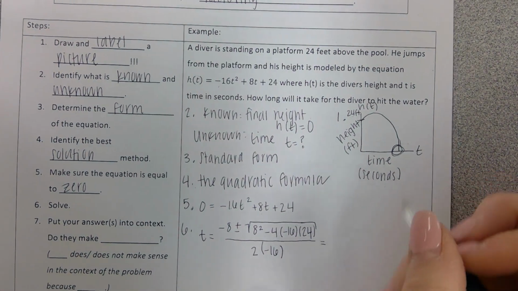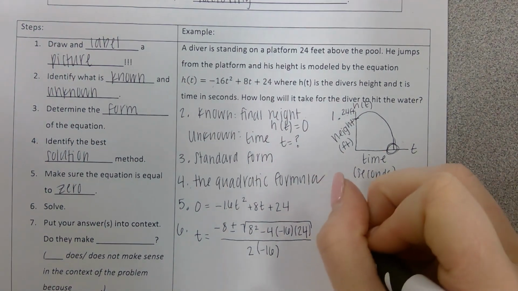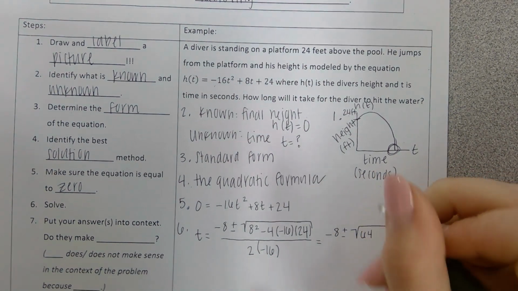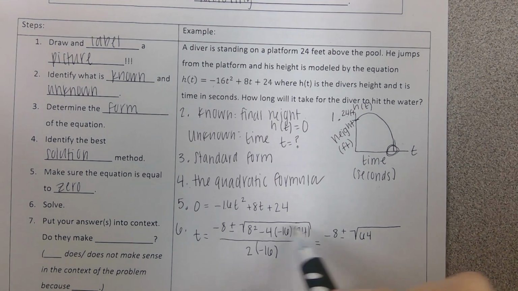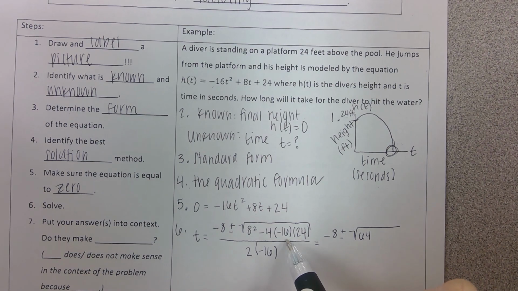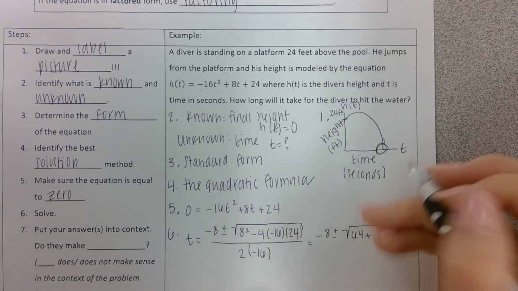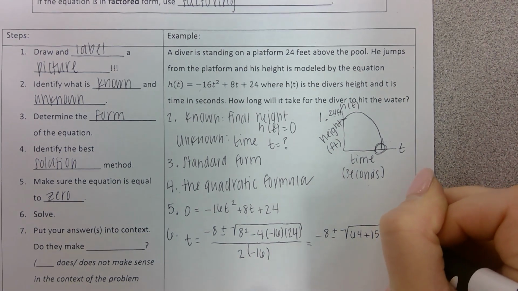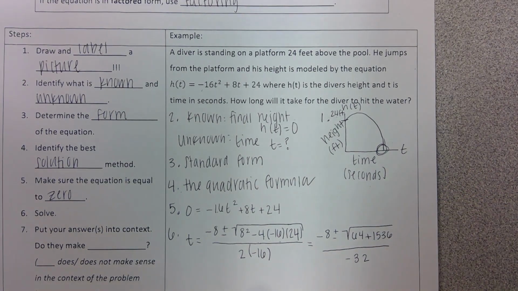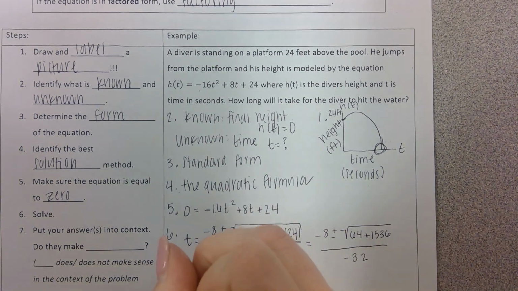From here, we can simplify. So I'm going to get, this is also set equal to negative 8 plus or minus, under my square root, I'm going to do 8 squared, which is 64. And if we type into our calculator this part right here, remember we have a negative 4 times a negative 16 times positive 24. It's going to give me a positive, because I have a negative times a negative, 1,536 over negative 32. I just did 2 times negative 16. Now don't let this number scare you, because it'll end up being nice. I made it nice for us.